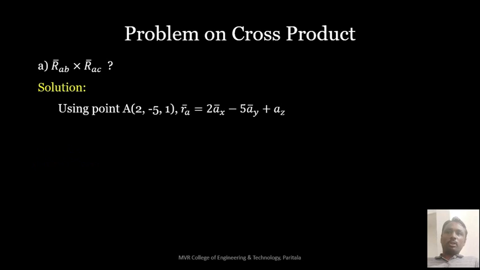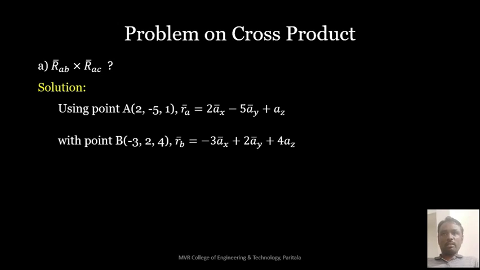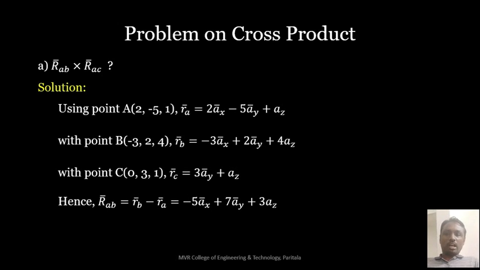So this is the point we are able to write. A is (2, -5, 1), so it will become 2AX bar minus 5AY bar plus AZ bar. B is (-3, 2, 4), so it will become minus 3AX bar plus 2AY bar plus 4AZ bar. And thereafter C is (0, 3, 1). So 0 means we need not write that component, and everything will become 0. So 3AY bar plus AZ bar. So that we can identify RAB bar.